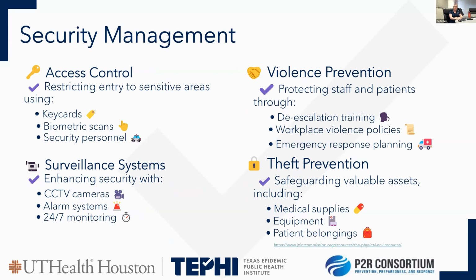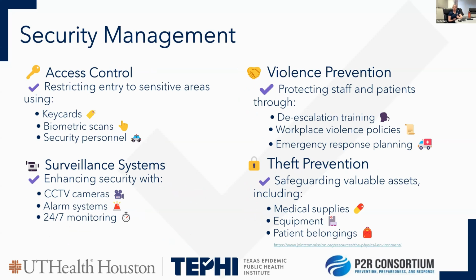Next, we go into security management, which has four subgroups: access control, surveillance system, violence, and theft prevention. Access control means making sure that we have security for sensitive areas. That could be our ICUs, our surgical suite areas, and our medication rooms, making sure that we have the right documentation, we have our badges, we know who has access, and we're completing the logs.